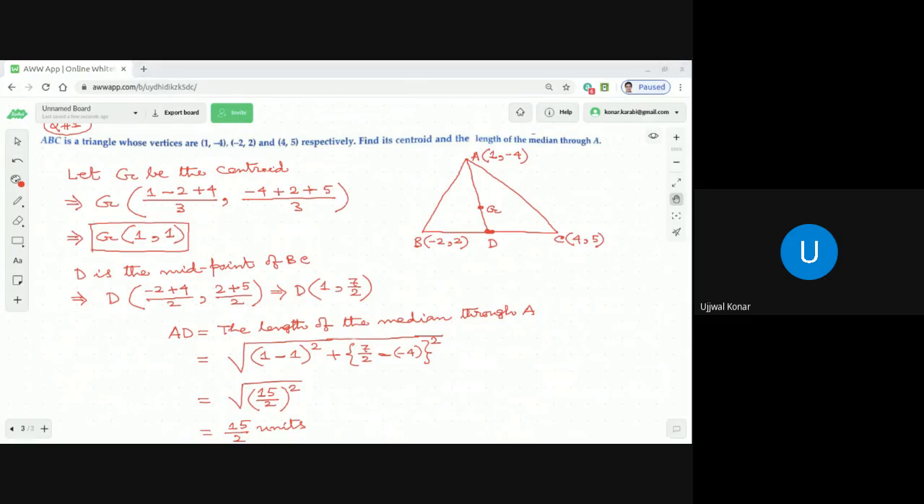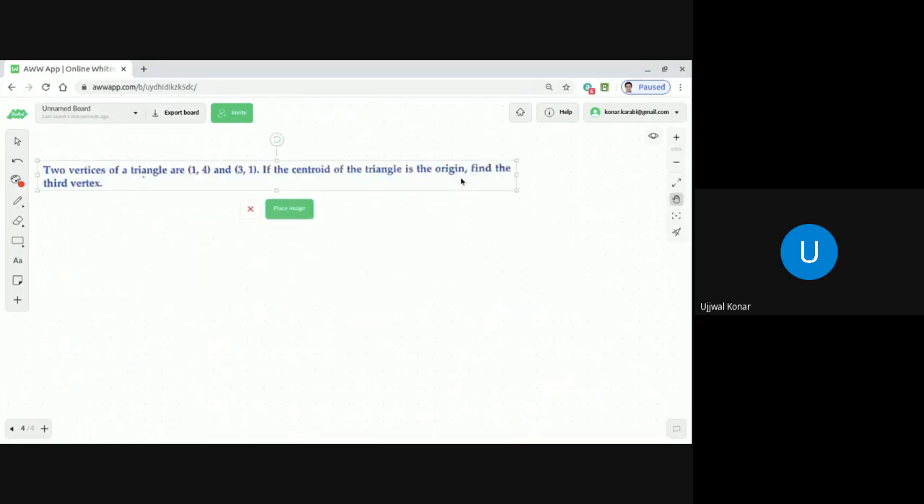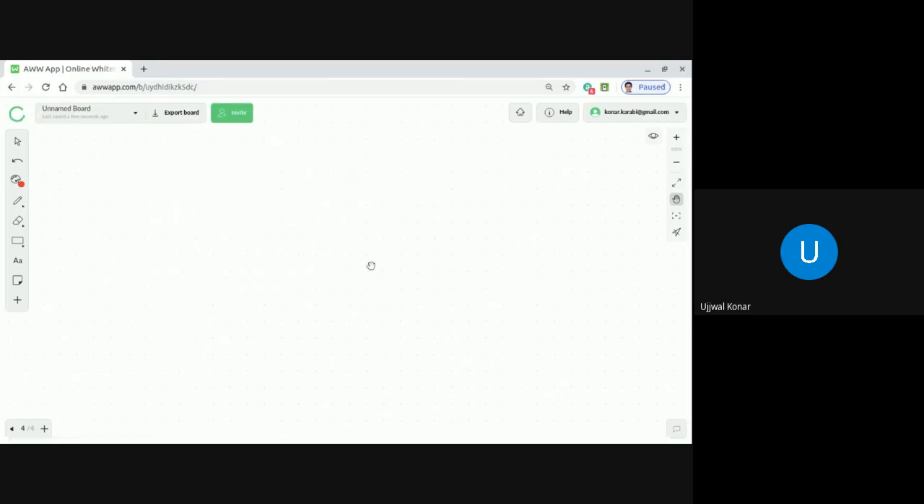Okay, now let's look into the next question, and that is also a very interesting question, and I would encourage you to also do it along with me. The next question is: two vertices of a triangle are (1, 4) and (3, 1). If the centroid of the triangle is at the origin, find the third vertex. Okay, so let's find it out. This is question number 2, which we are solving now.